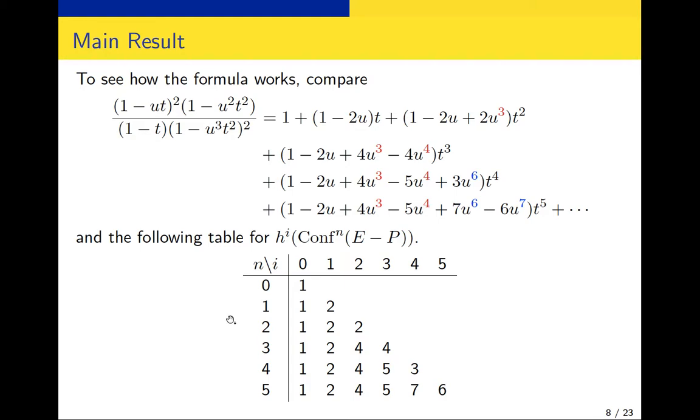And to see how the main result works, we can use this table. Basically, what it says is that if you expand these rational functions, then you can read off the coefficients and get the tables of Betti numbers. And the only strange thing is that you always skip some of the powers.